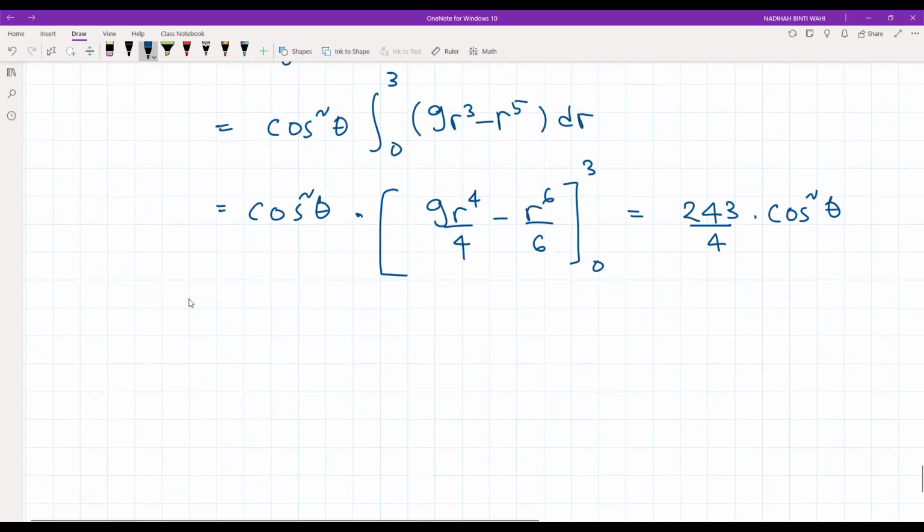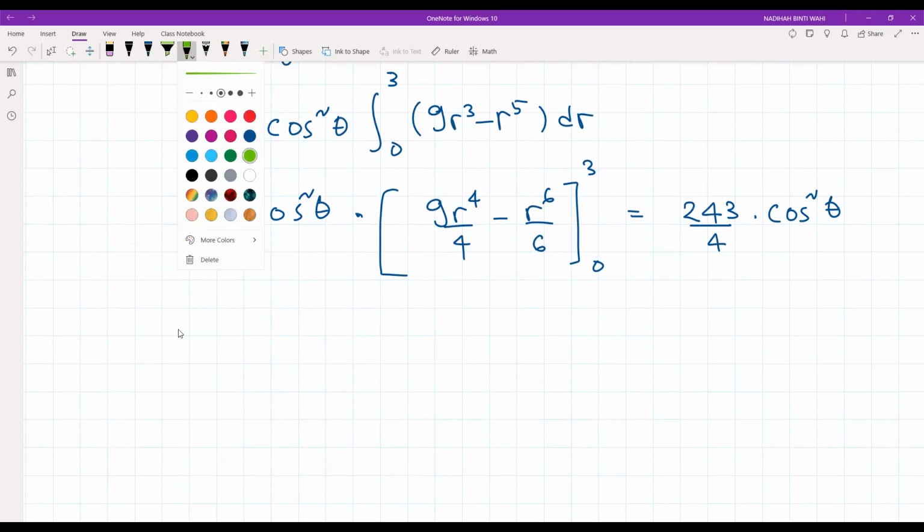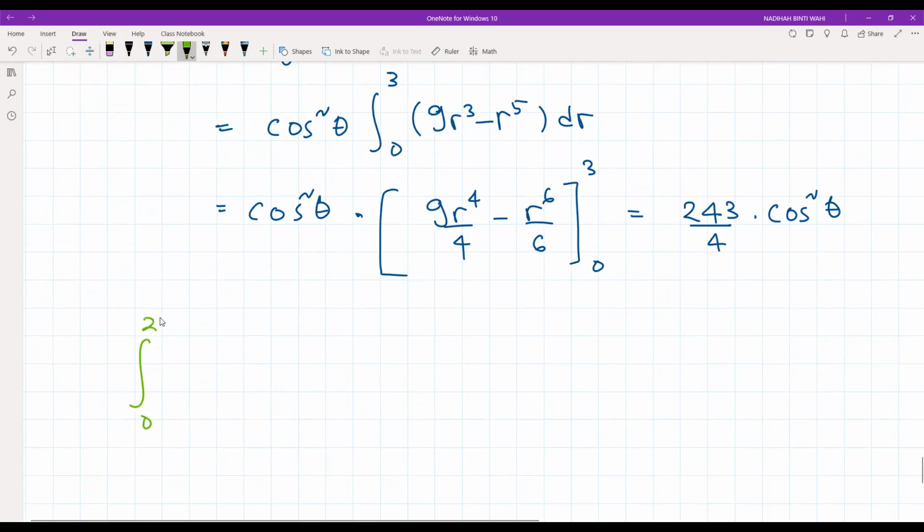Okay, and then the last part is theta. So theta goes from 0 to 2 pi of 243. I just take it outside because this is just a constant. I don't want to ruin my equation. Cos squared d theta. So you can do multiplication, you can do substitution, and so on. And then the answer will be 243 over 4.